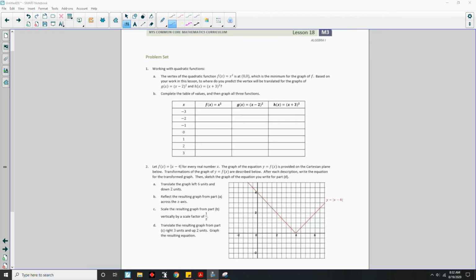Okay, page 8 brings us to the end of lesson 18. Go to your problem set.